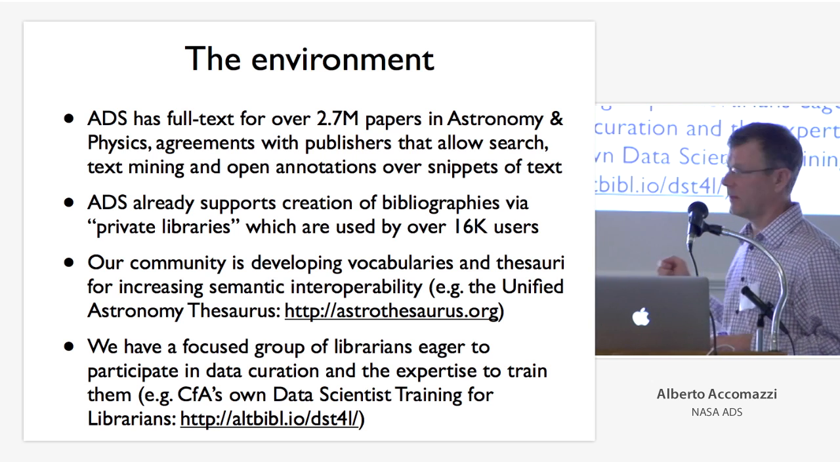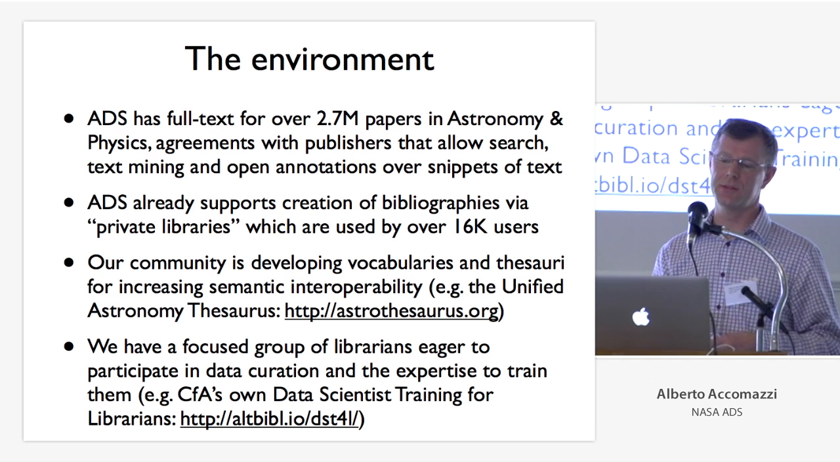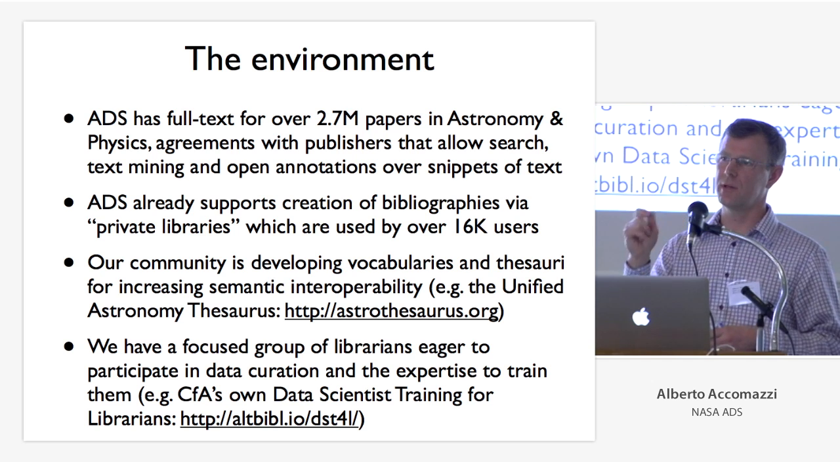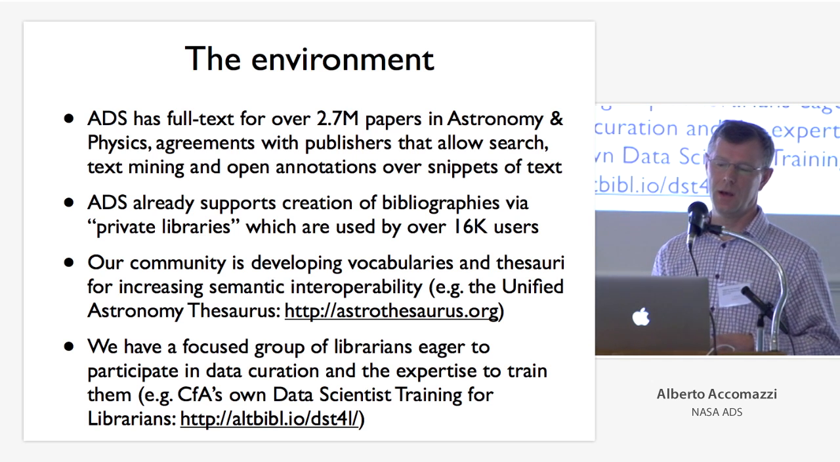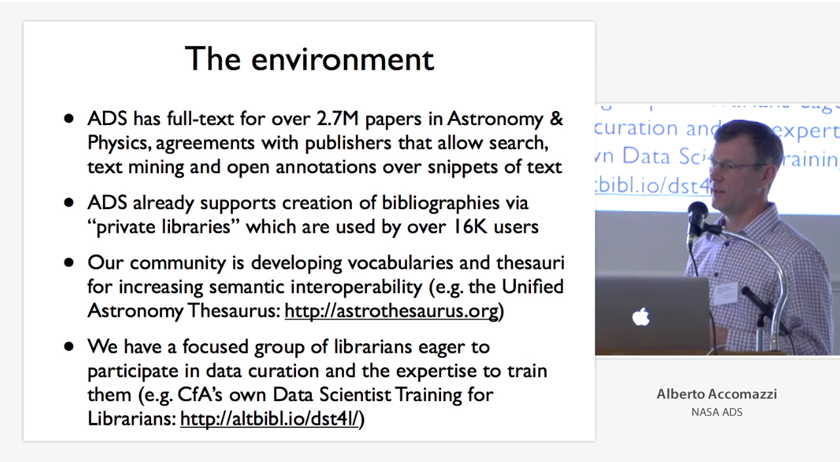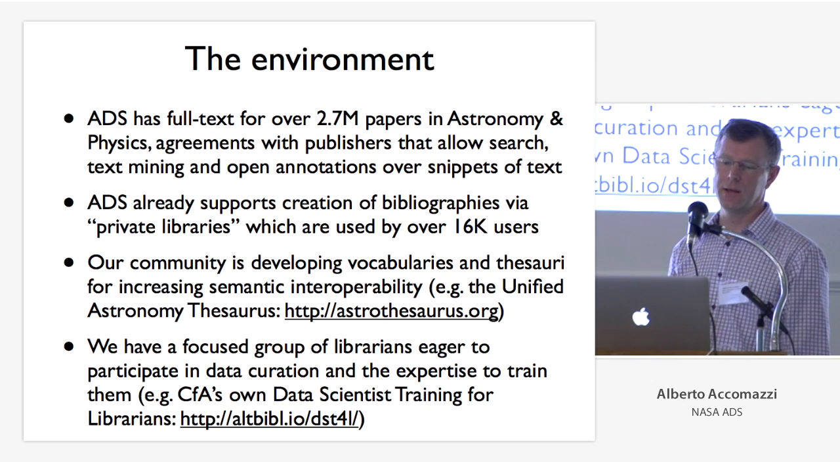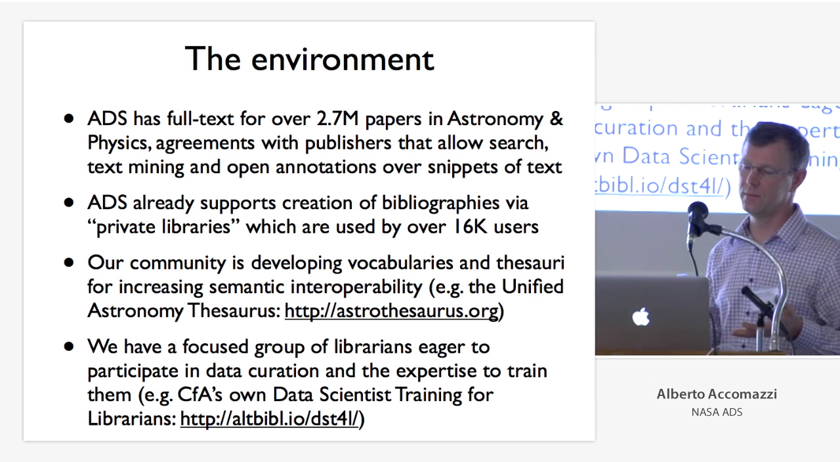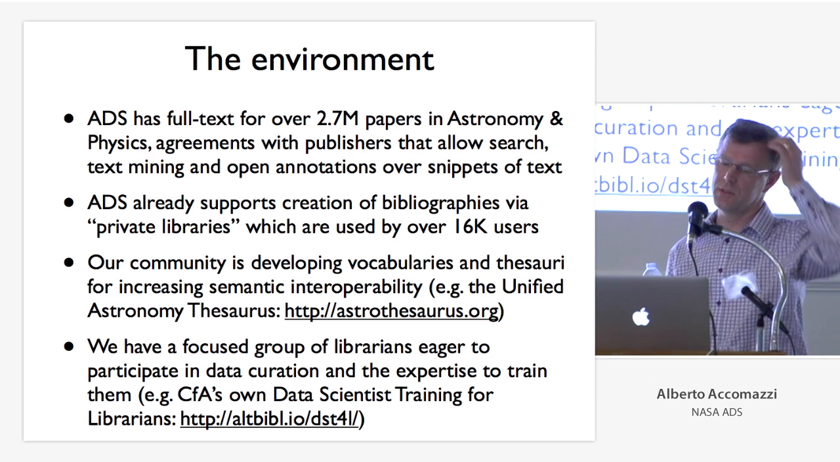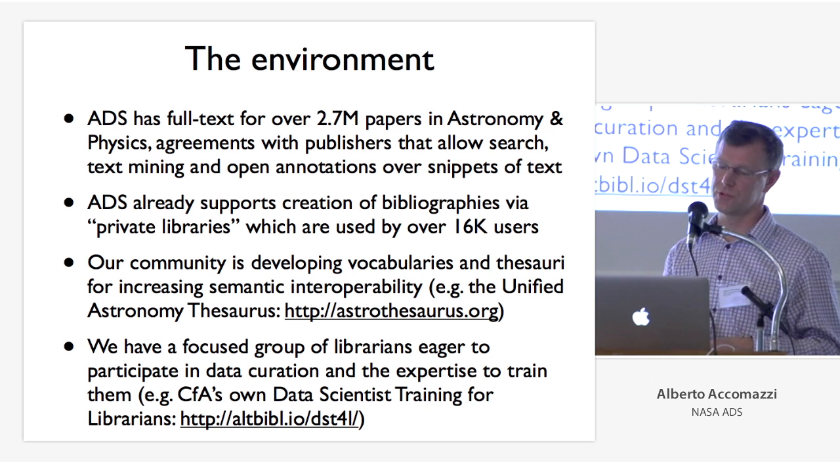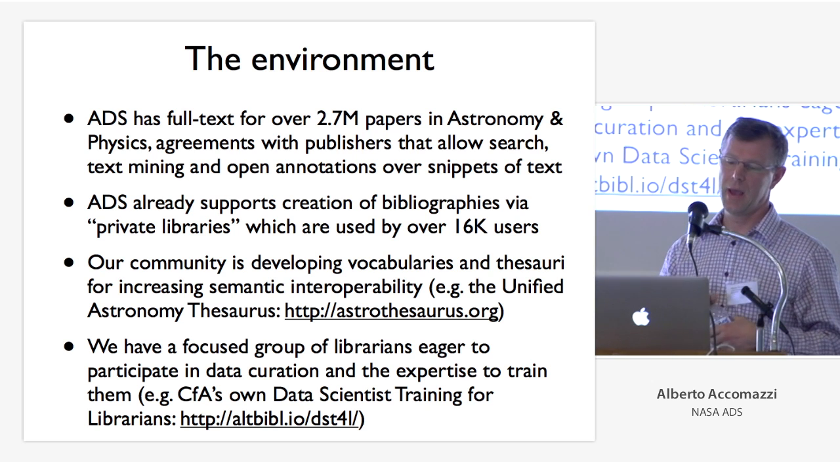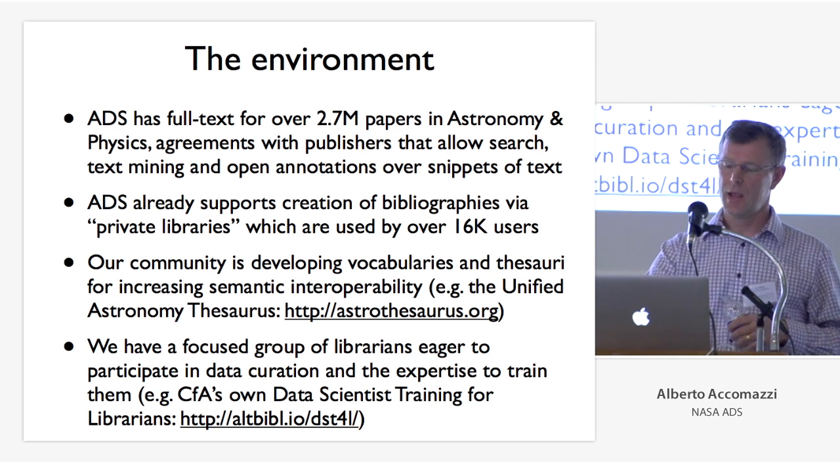Why are we the right venue to do this? Well, we have the full text of the current and past literature. Actually, the major publishers like Springer and Elsevier give it to us for the purpose of indexing. We already have a system that supports tagging by end users, so the creation of private libraries, as we call them. We are developing tools to actually describe the knowledge in our discipline. We have an astronomy thesaurus, which is a machine-readable SKOS file, and there are other lists that we can use. And we have a group of librarians that are very eager to participate in the process.